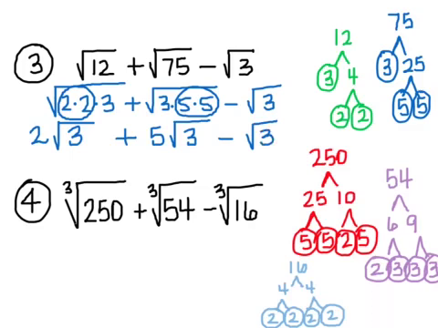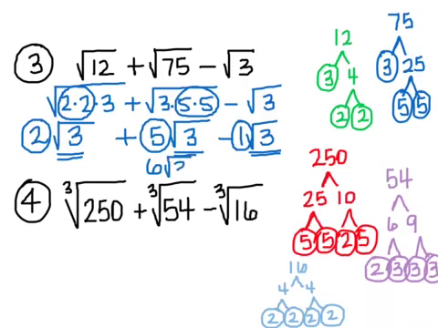So now you can see that these all have the square root of 3 in them. So they are like terms now, or like radicals. And so we can think of this as we have 2 of these, we have 5 of these, and we have 1 more of these. And so 2 plus 5 minus 1 is 6 square root of 3. So if you take 2 of these and you add 5 of these, you get 7 of those, minus 1 of those, you get 6 of those.